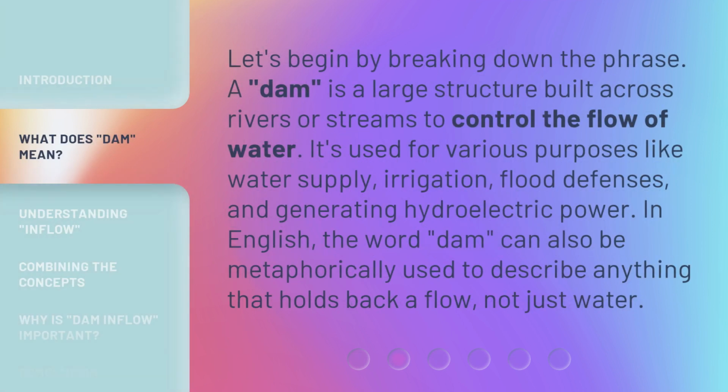Let's begin by breaking down the phrase. A dam is a large structure built across rivers or streams to control the flow of water. It's used for various purposes like water supply, irrigation, flood defenses, and generating hydroelectric power. In English, the word dam can also be metaphorically used to describe anything that holds back a flow, not just water.